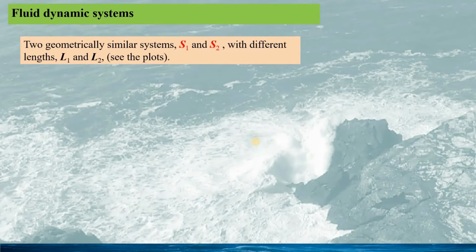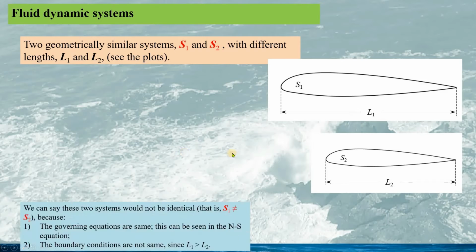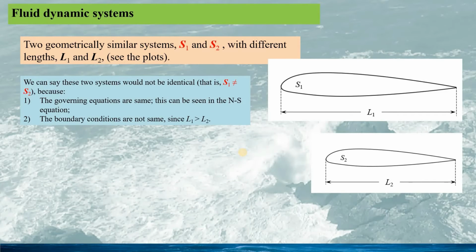Now we look at two geometrically similar systems, S1 and S2, with different lengths L1 and L2, as seen in this picture. But generally, these two geometrically similar systems are not identical. The governing equations for these two structures are the same, because the Navier-Stokes equation is the governing equation for both. However, the boundary conditions are not the same since L1 is larger than L2.